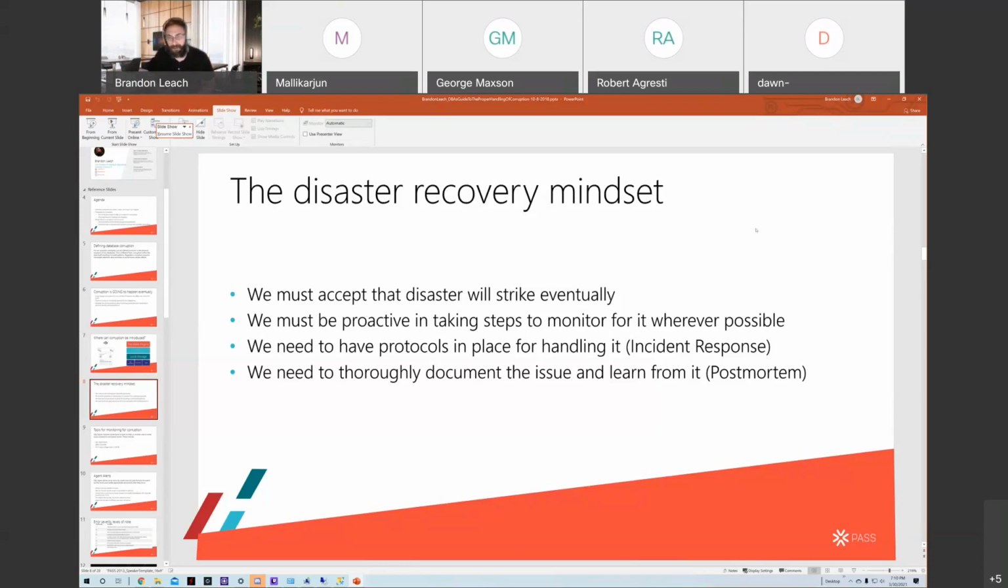And the final part of the mindset is actually to do what's called a postmortem, where you take lessons learned, what worked well, what didn't, where can you improve your process, and continuously evaluate them. This is true of more than just corruption incidents. This is incident management overall.